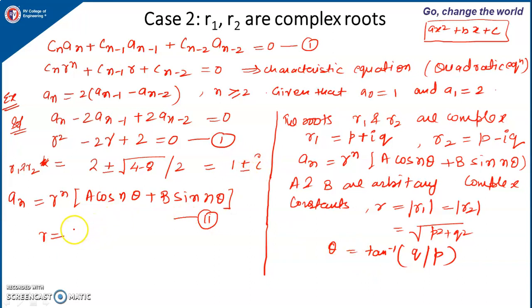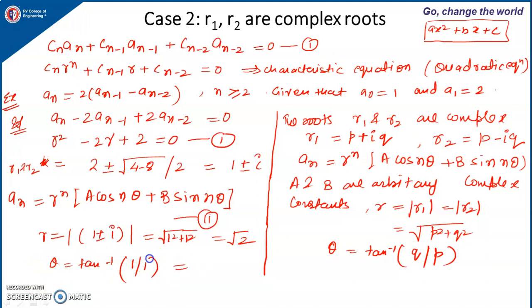So r is nothing but the mod of 1 plus minus i. This will be the square root of 1 square plus 1 square, and that will be the square root of 2. And theta will be tan inverse of q by p. So q is also 1, p is also 1, so 1 by 1 we get 1 only. So tan theta is 1.